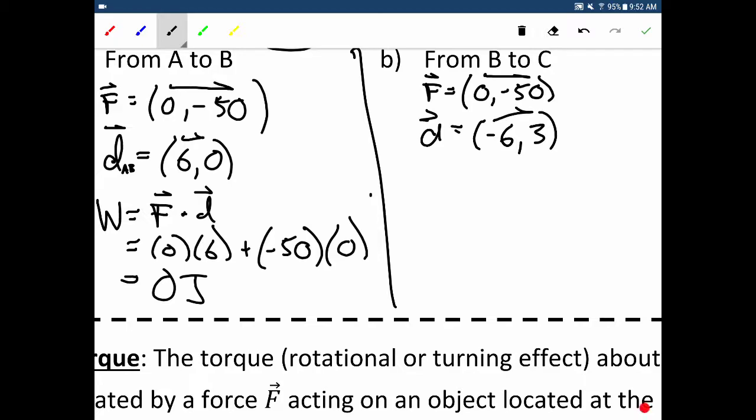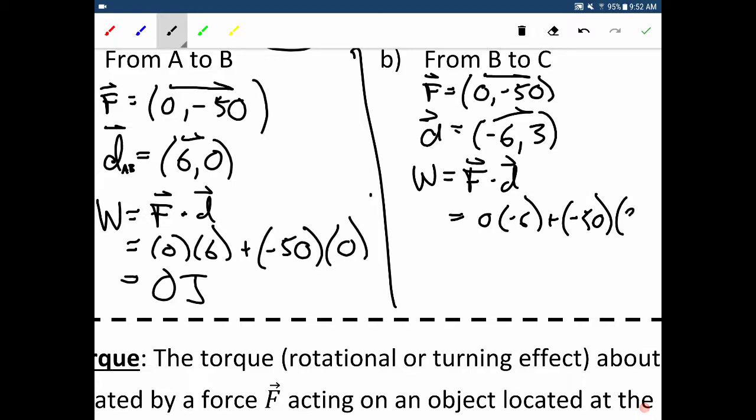So this time when I go to do work, it's going to be the same thing. Force, dot product, distance. Okay, but that's going to give me 0 times negative 6 plus negative 50 times 3, which just equals negative 150.